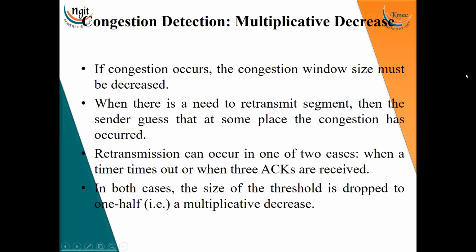Now, what is meant by congestion detection? It is also called multiplicative decrease. If congestion occurs, the congestion window size must be decreased. When there is a need to retransmit a segment, the sender learns that congestion has occurred somewhere. Retransmission can occur in one of two cases: when a timer times out or when 3 acknowledgements are received. In both cases, the size of the threshold is dropped to one half, a multiplicative decrease.